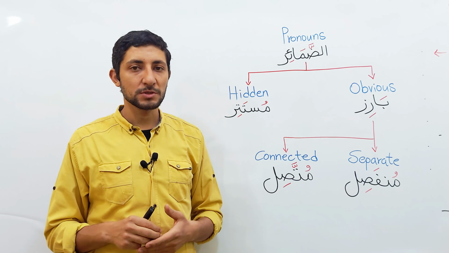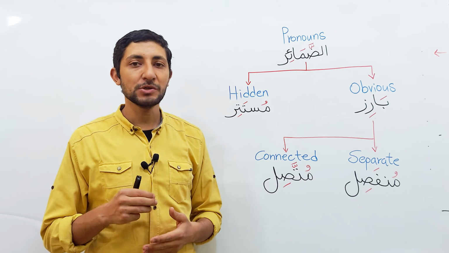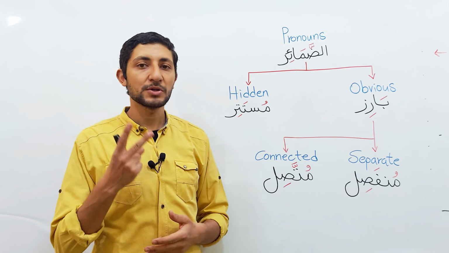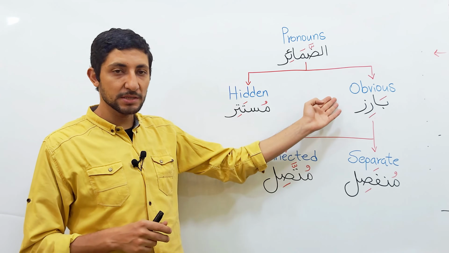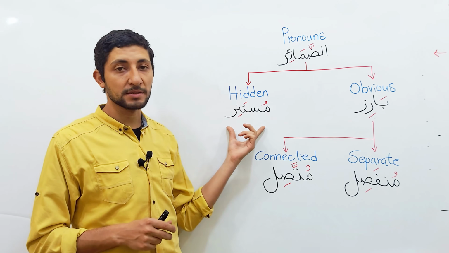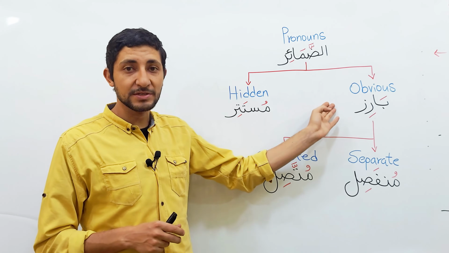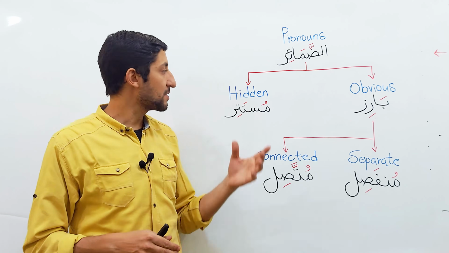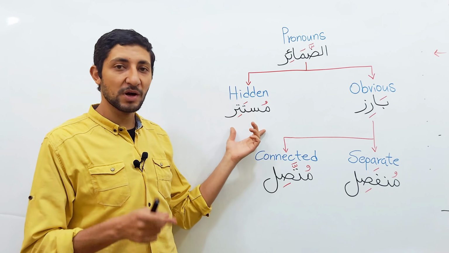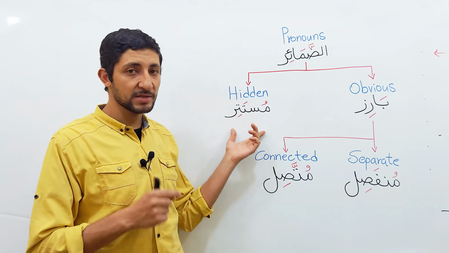Let's begin. In lesson number 4 of this course, we studied the classification of Arabic pronouns. There are two main classes of Arabic pronouns, obvious, بارز, and hidden, مستتر. The obvious one is the one you see in the sentence with your own eyes, while the hidden one, you don't see, but you understand from the context that it exists.